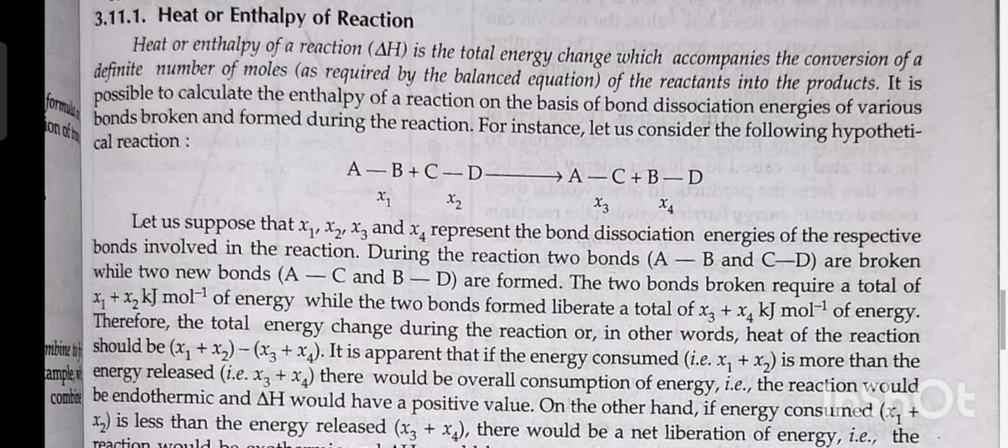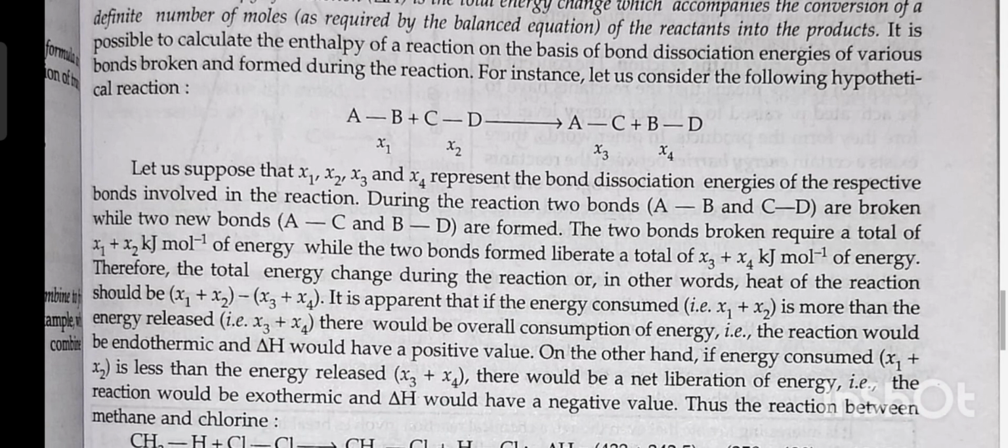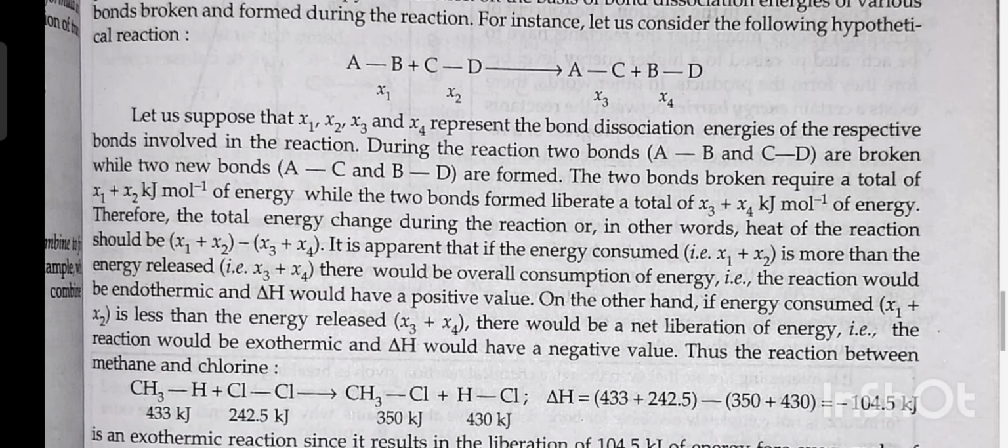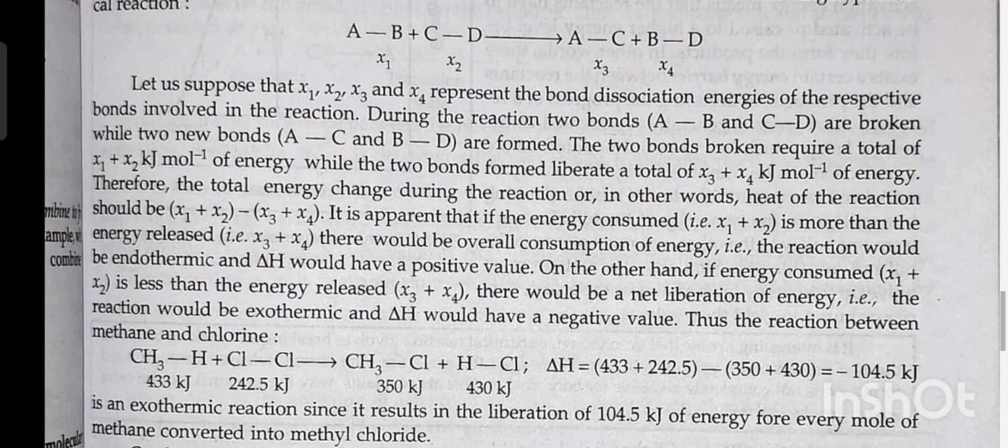Let us suppose that x1, x2, x3 and x4 represent the bond dissociation energies of the respective bonds involved in the reaction. During the reaction, two bonds AB and CD are broken while two new bonds AC and BD are formed. The two bonds broken require a total of x1 plus x2 kJ per mole of energy, while the two bonds formed liberate a total energy of x3 plus x4 kJ per mole. Therefore, the total energy change during the reaction, or in other words, the heat of reaction, should be (x1 plus x2) minus (x3 plus x4).